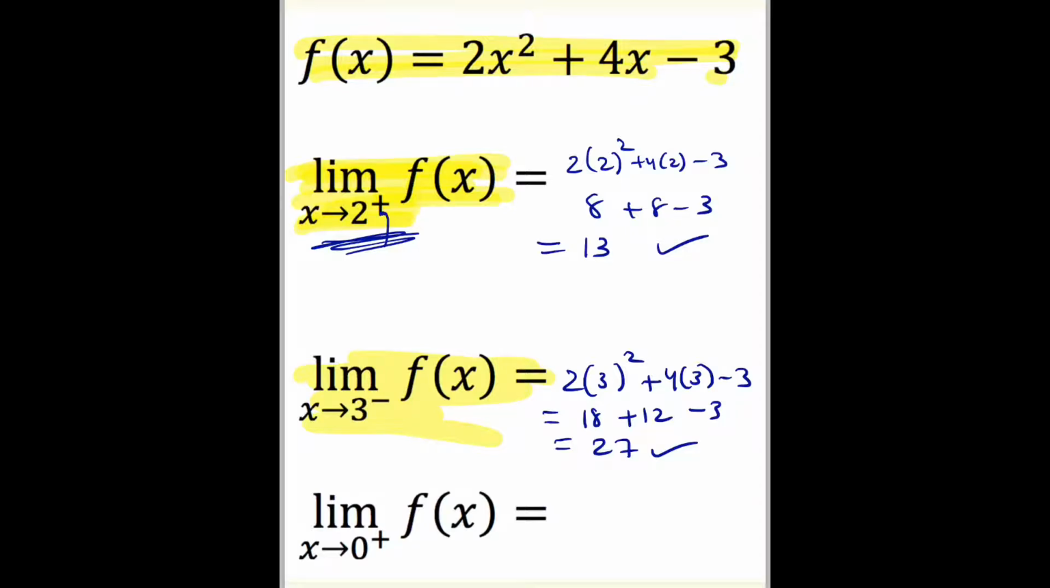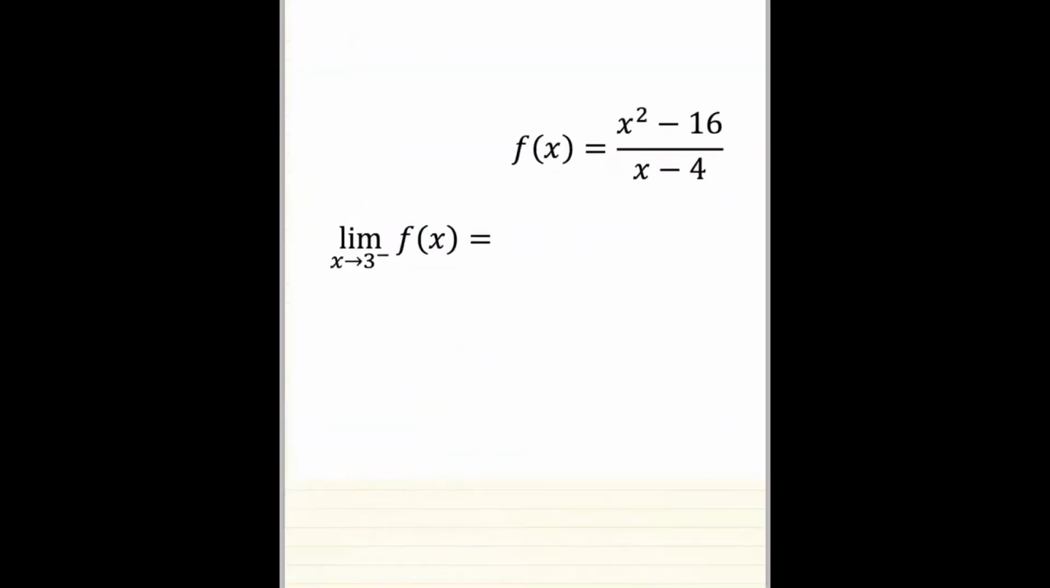What about the limit as x approaches 0 from the right? Once again, there's no problem at 0. So whether it's from the left or from the right, you just plug it in. And I know that answer is going to be a minus 3, right? Boom, boom, minus 3. So if you take a look at this parabola and you take a look at a little bit more than 2, a little bit less than 3, a little bit more than 0, you'll see it's approaching 13, 27, and negative 3 respectively.